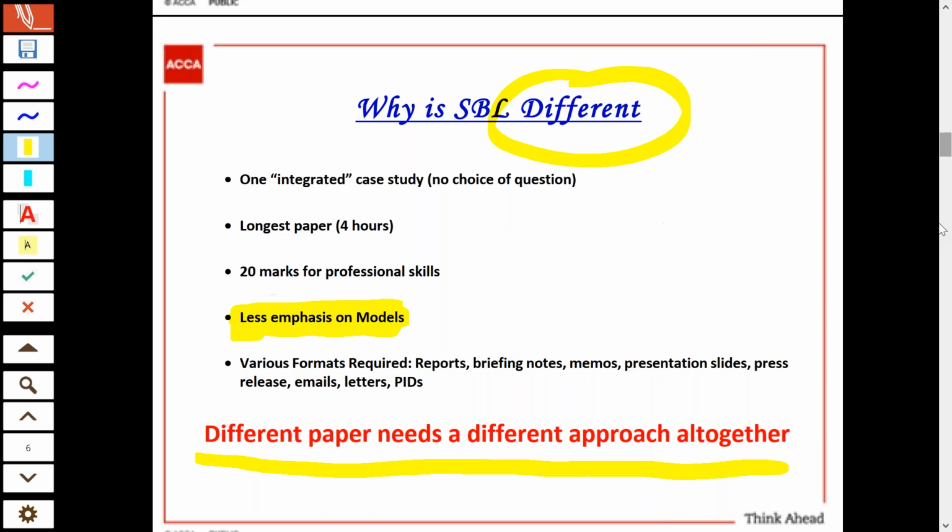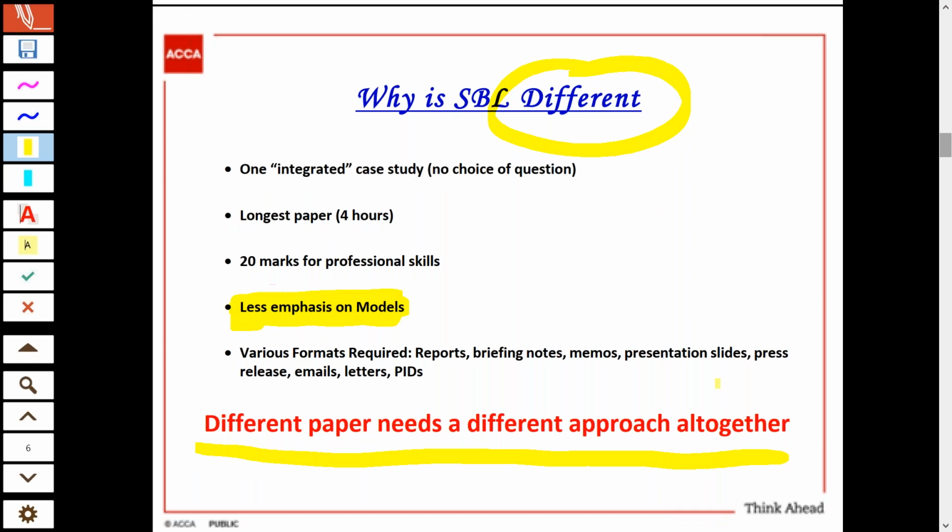Is it possible to pass if we start studying now? Yes, if you are a smart worker, then yes. If you are a hard worker, then no. SBL is about smart. All right, so I'll take the rest of the questions in a bit. I want to move on.